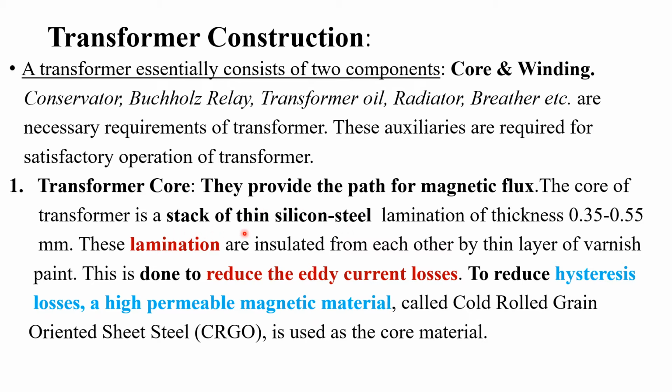Stack means a number of layers of thin silicon steels are arranged one by one in that order, and that order is known as stack of thin silicon steel. And each silicon steel is laminated, and the lamination thickness is normally 0.35 to 0.55 mm. These points are very important for technical exams. In a transformer core, mainly two losses will be there. First one is eddy current losses and the second one is hysteresis losses.